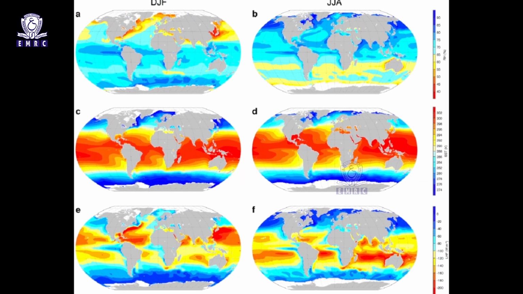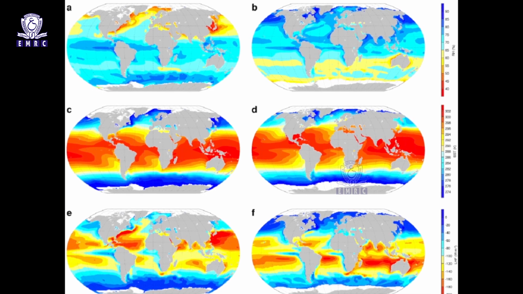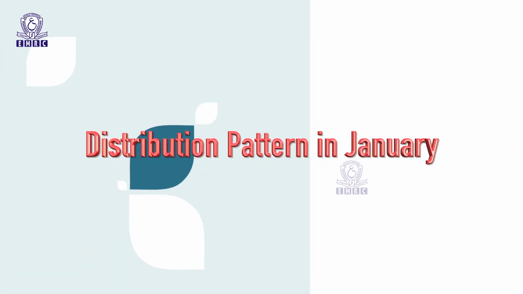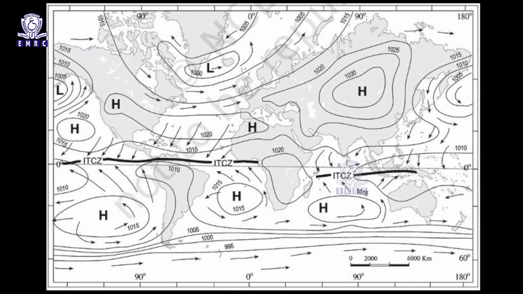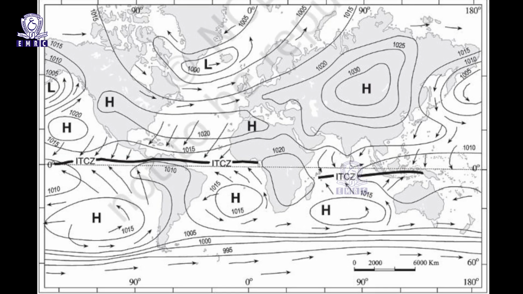The general pattern of seasonal pressure variation is changed to a great extent in the northern hemisphere, where there is a preponderance of land masses over the oceanic areas, accounting for about 40% of the total surface. Salient features of the pressure distribution in January, as illustrated in the figure, are described in the subsequent paragraphs.